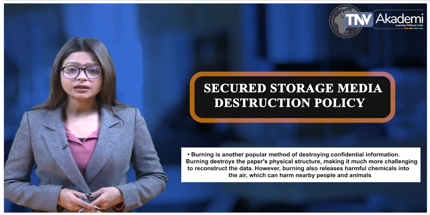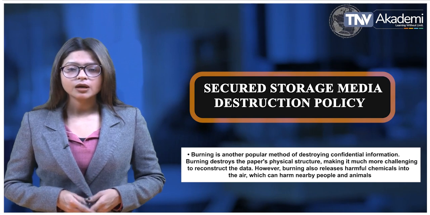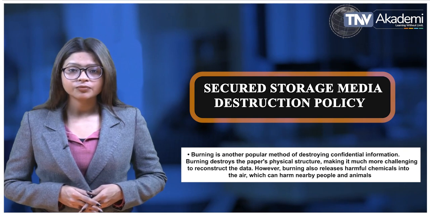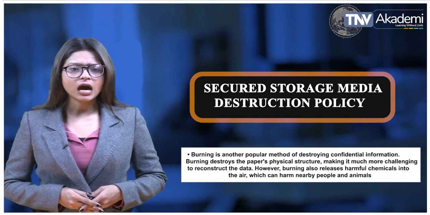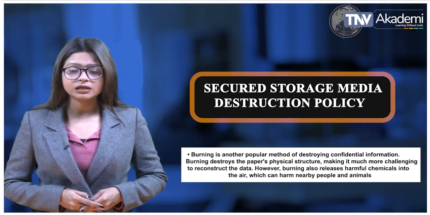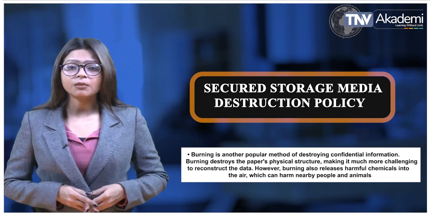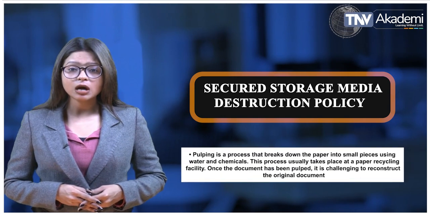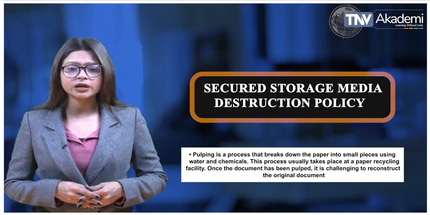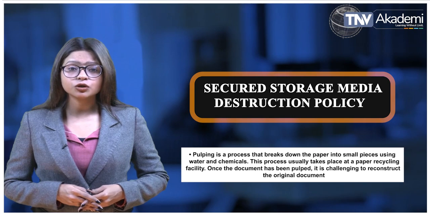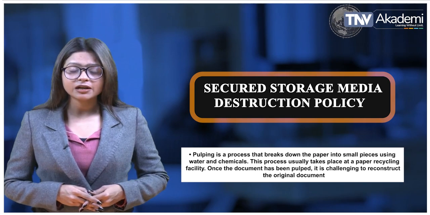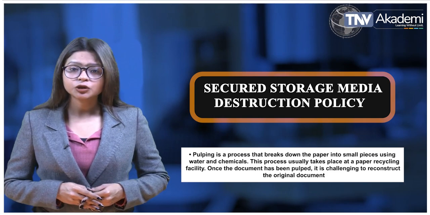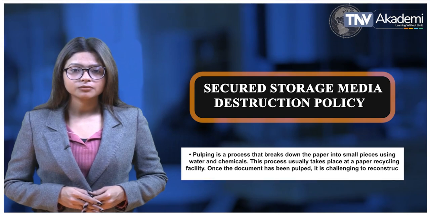Burning is another popular method of destroying confidential information. Burning destroys the paper's physical structure, making it much more challenging to reconstruct the data. However, burning also releases harmful chemicals into the air, which can harm nearby people and animals. Pulping is a process that breaks down the paper into small pieces using water and chemicals. This process usually takes place at a paper recycling facility. Once the document has been pulped, it is challenging to reconstruct the original document.